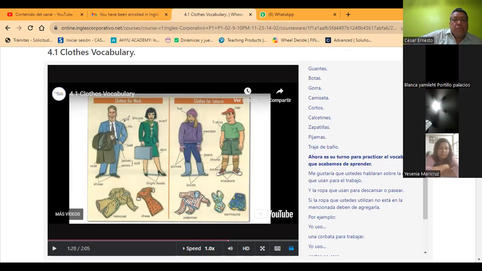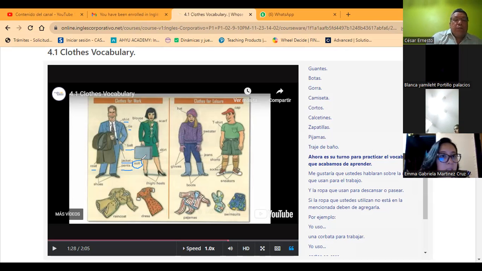This one is shirt. Repeat, please. Shirt. Tie. Belt. Coat. Jacket. Pants. The suit. Repeat.